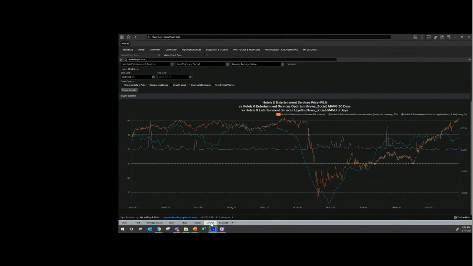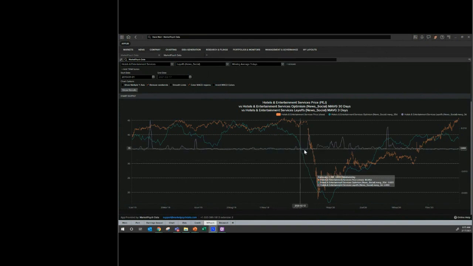If you look at, for example, this orange line here, being the hotels and entertainment services industry as proxied by an ETF, you'll notice the impact of that group of companies dropping dramatically towards the end of February of 2020. Whereas you'll notice the optimism associated with it, by reading news and social media and producing an optimism sentiment score through our MarketPsych brand of sentiment analytics, started dropping pretty dramatically towards the end of December, early January, pretty far in advance of the actual price decline as witnessed by the constituents of that index.